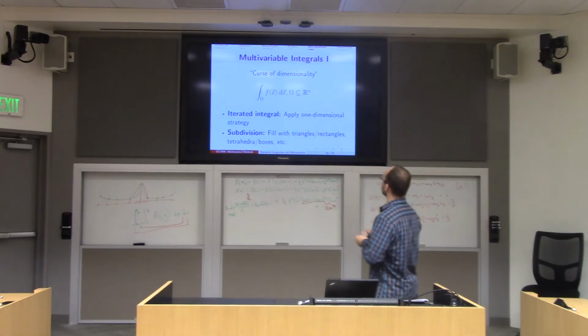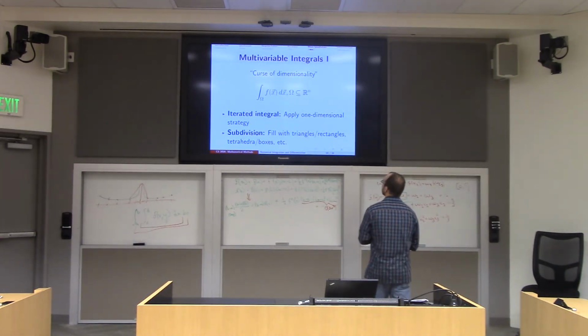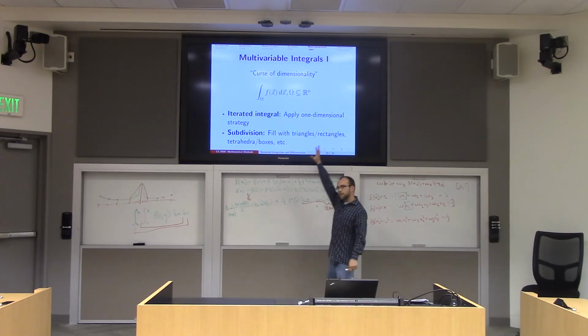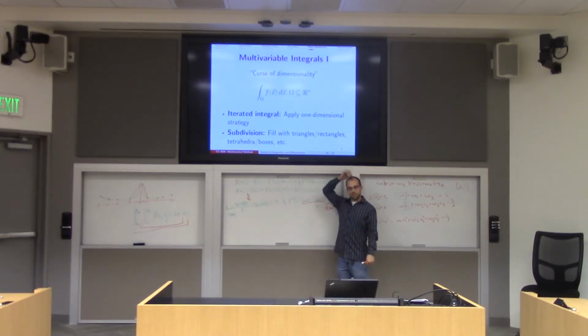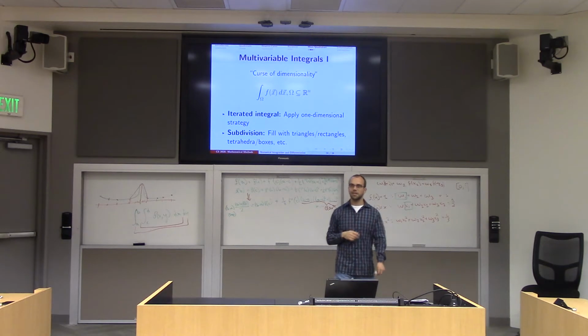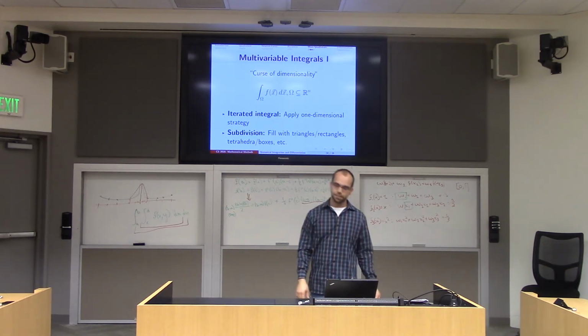Another strategy, which we kind of talked about last class, would be to take your domain omega here and just fill it with triangles or tetrahedra or boxes or something and integrate inside of each of those pieces. Right? This would be sort of the basis function approach.